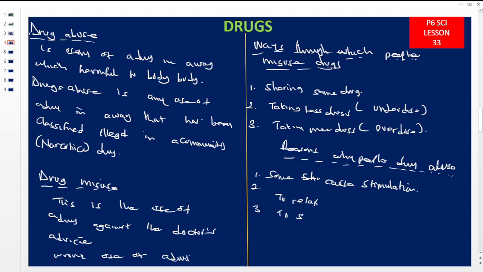Others to sleep, like the sleeping pills. Sorry, what do we call them? The sleeping pills, we call them what? I'm going to remember. I read it, but it's not Dynapa. Dynapa is a painkiller. Then to forget the problems. Then to stay awake. To stay awake. Then for companionship.